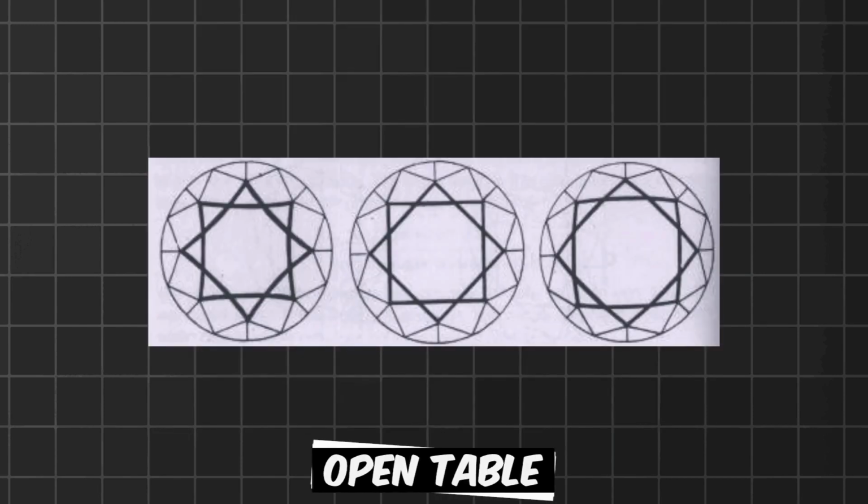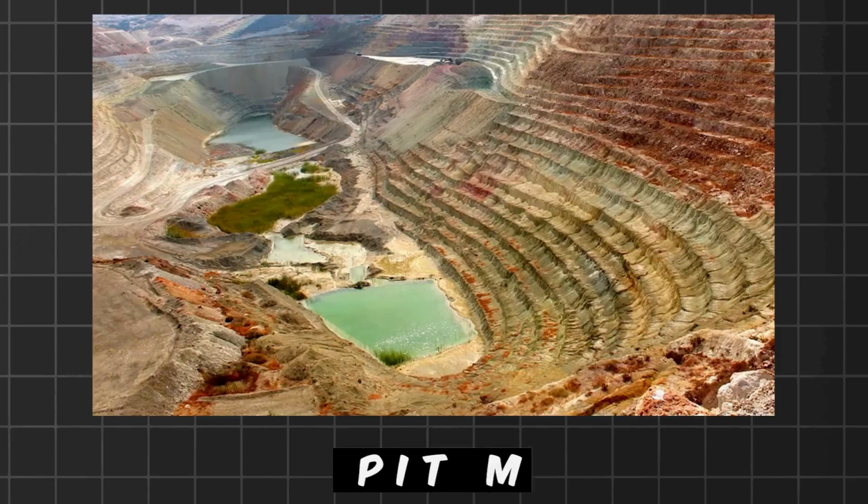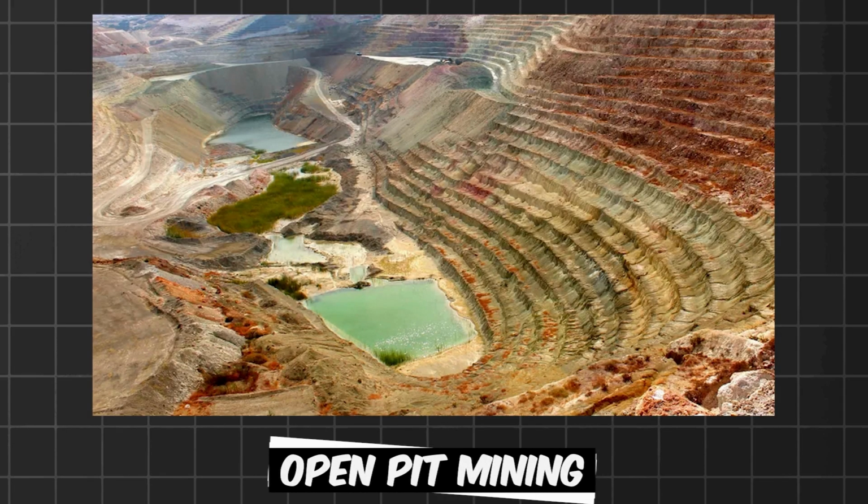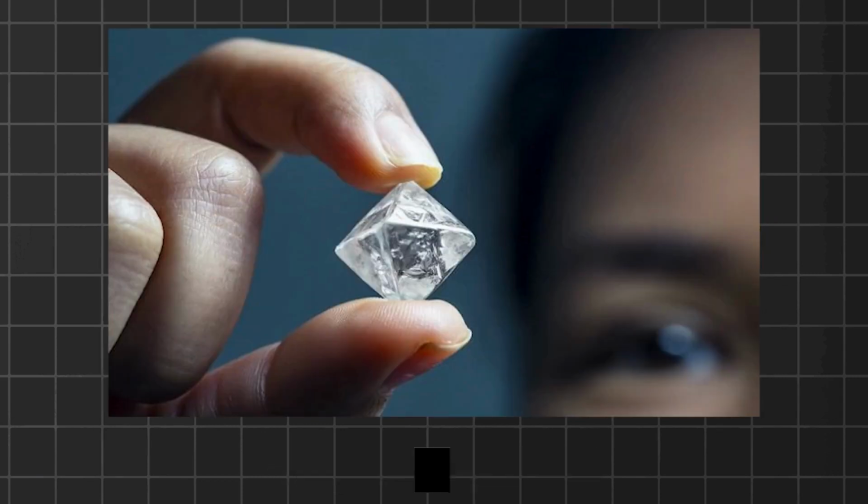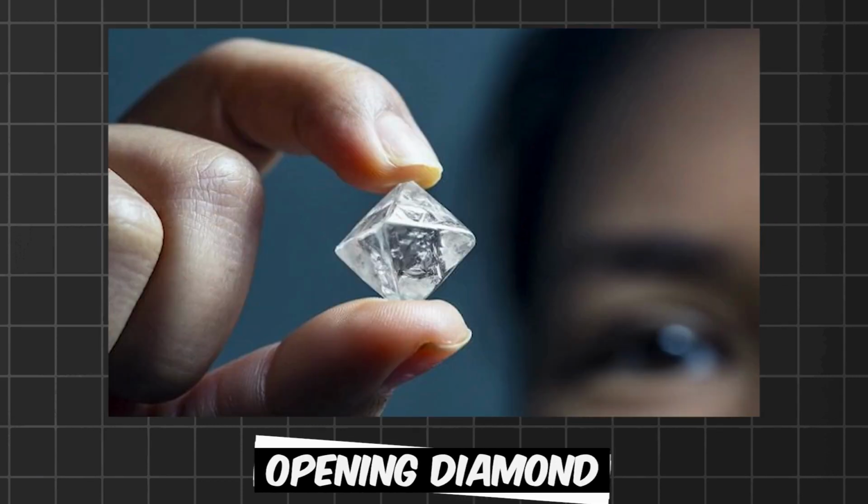Open table, this is a table which is much larger than the normal table facet. Open cast or open pit, this is a different type of mining from the surface to procure diamonds. Opening a diamond, this is basically the polishing of one particular side of a rough stone to see the inside of the stone to understand whether it is really worth cutting and polishing the stone.